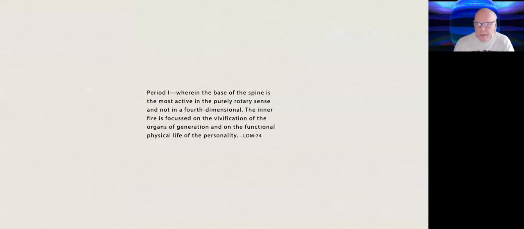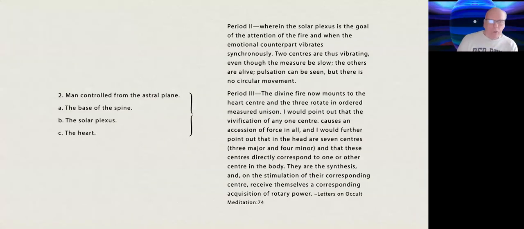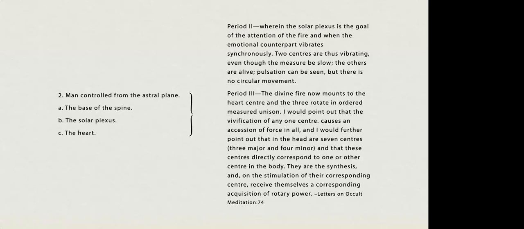Moving on, both the second and third periods seem to relate to the stage described in the text as man controlled by the astral plane, right? There's something of each in this. Could we get a reader just for the right-hand side of the page here? Scott, do you want to read?